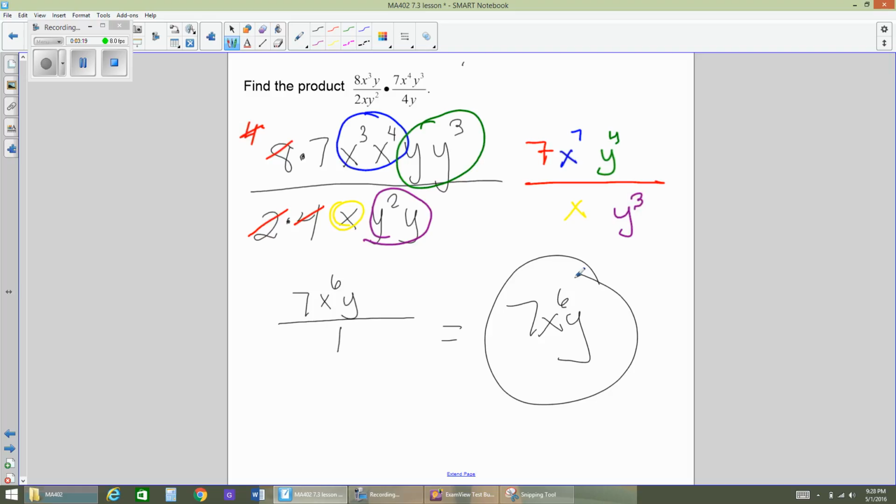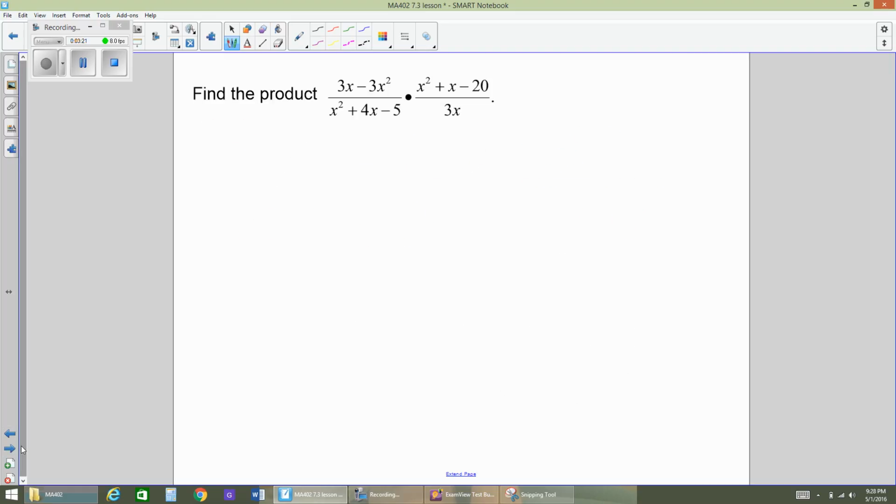Okay, moving on. Find the product again. This time, it's a little bit different, isn't it? Because the first thing we have to do is factor. That's right, factoring is your favorite friend these days. So I'll do the numerator right here in blue. I can see that there's a 3 and an x in common, leaving behind a 1 minus x.